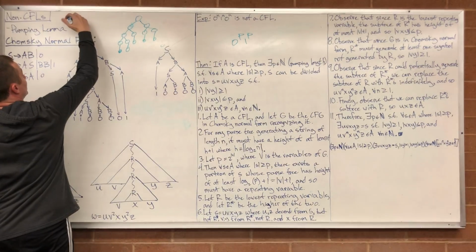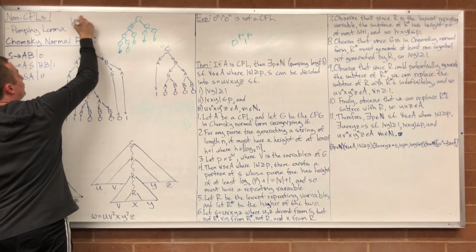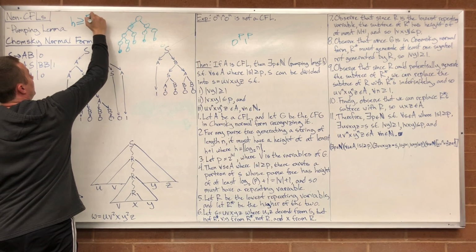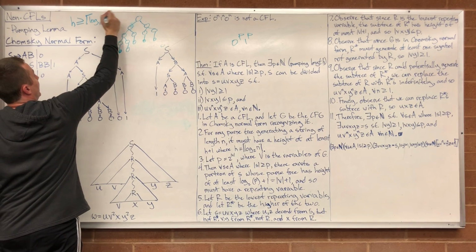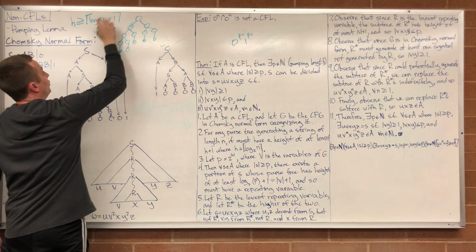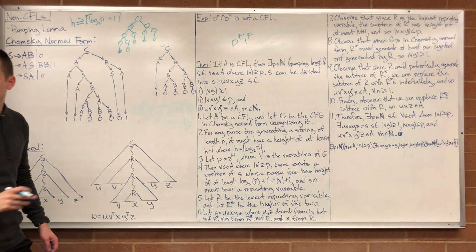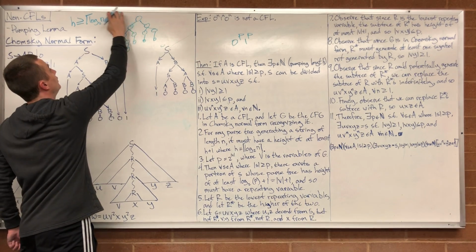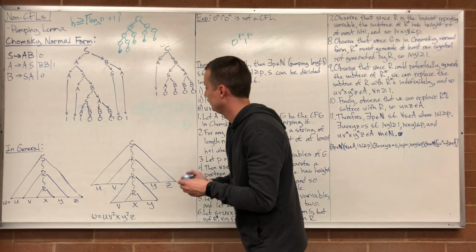Maybe write that over here to remind us that we talked about it. H is greater than or equal to the rounded up of log base 2 of n plus 1, where n is the length of the string you're generating. So the height of our parse tree is always greater than or equal to that.